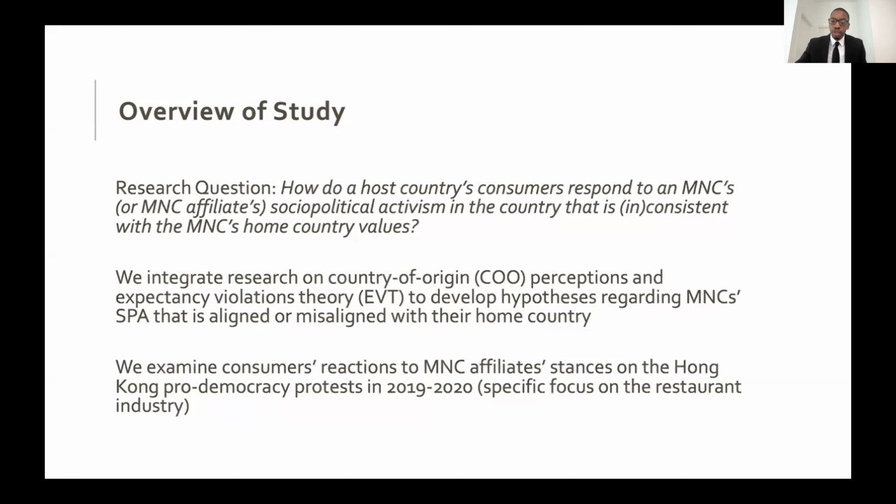This led to a lot of pressure on multinationals and their affiliates that were operating in the context to either take a stand for or against the movement. And so we have some data, particularly within the restaurant industry. You think about the Starbucks of the world, McDonald's, Cinnabon, others that are operating in this context. Basically, it became a question of whether or not they took a stand for or against, and consumers perceiving, well, if you're coming from a high democracy home country, you should be in favor of this movement, and what the consequences would be if you were or were not.